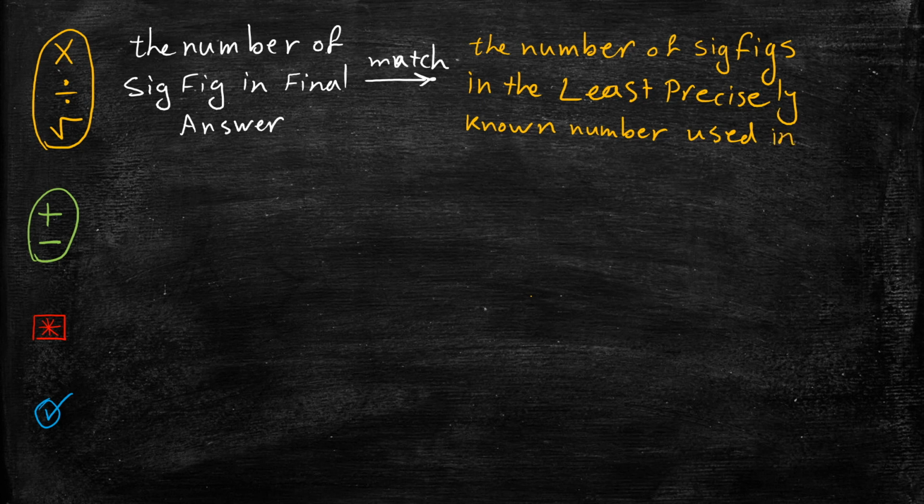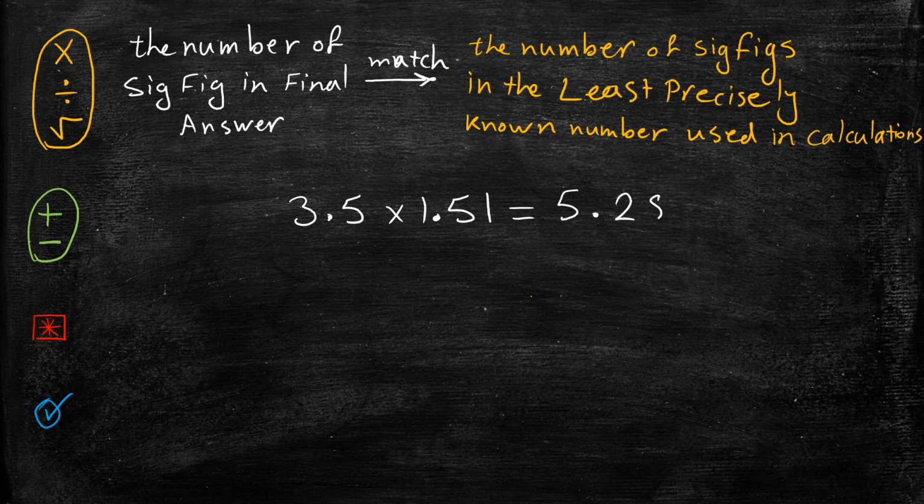Let's see an example. So when you're multiplying, let's say 3.5 by 1.51, what do you have to do? So first you perform the operation as per usual, either manually or with a calculator. So I have a calculator here, 3.5 multiplied by 1.51. What do I get? So the calculator is giving me 5.285.